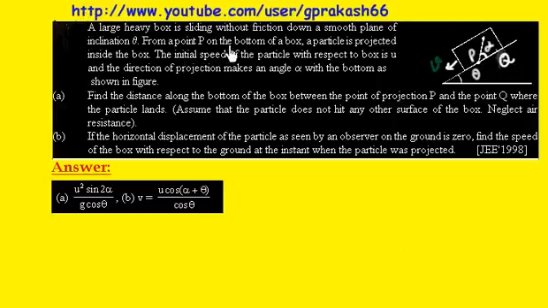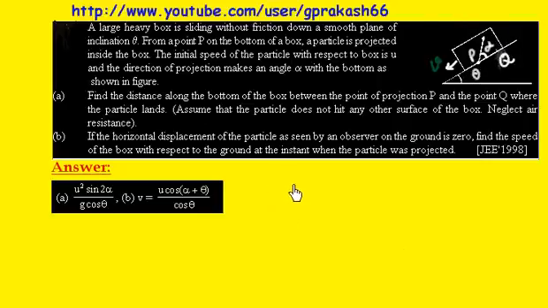Now from a point P on the bottom of the box, a particle is projected inside the box. Inside this box, this particle is projected. The initial speed of the particle with respect to the box is u, and the direction of projection makes an angle alpha with the bottom as shown in the figure. So this is projected with a speed u, and this projection makes an angle alpha with the inclined plane. Are you getting or not?